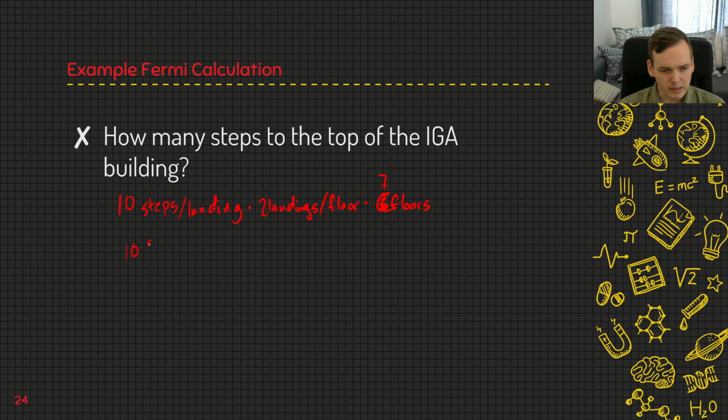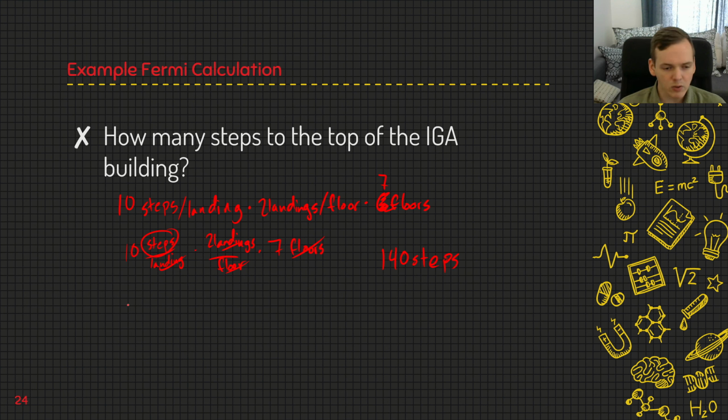So if we look at this, I'll also do some dimensional analysis here. 10 steps per landing, 2 landings per floor, and 7 floors. And then if we look, floors will cancel with floors, landings will cancel with landings. We're left with just steps. That's a good sign. That's what we're trying to solve for. And we will get 140 steps. So we're saying it's about 140.